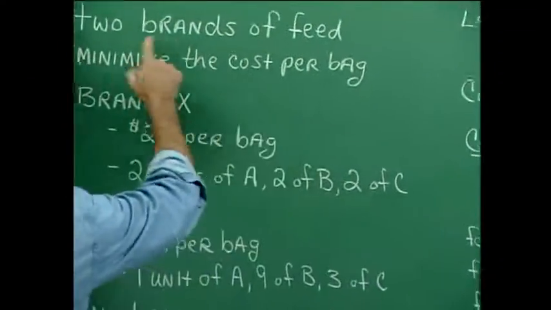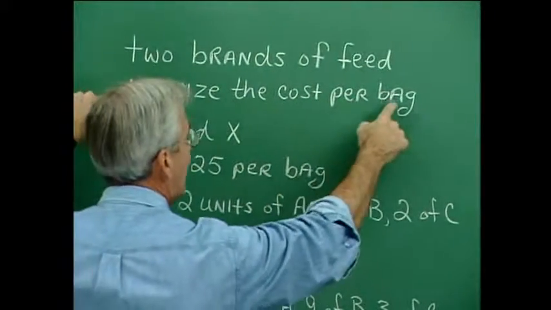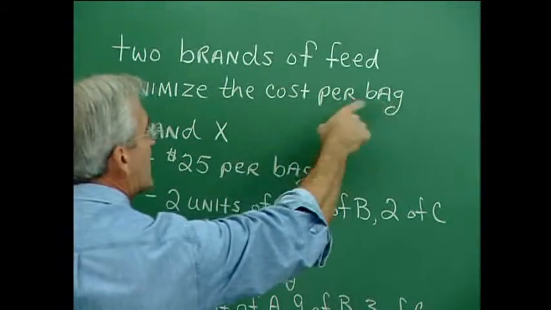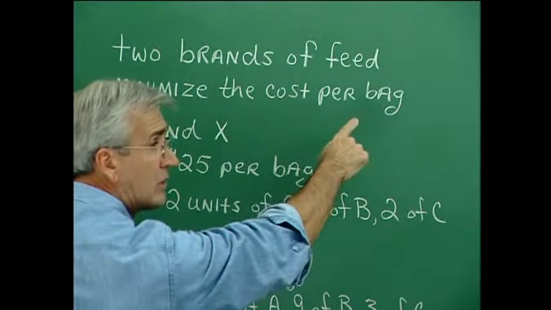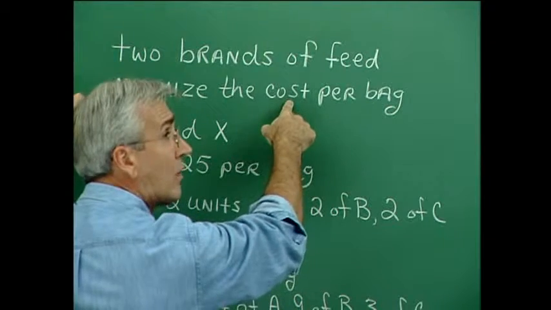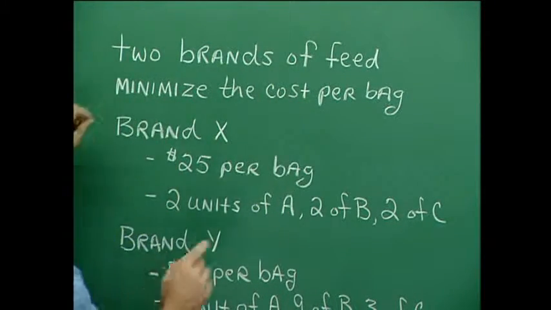All right, we have two brands of feed, and we want to minimize the cost per bag. Now, minimizing the cost per bag is going to be the essential ingredient in our objective function. That is, our objective function is going to involve cost. And so we need to write an equation involving cost to get that objective function. All right, let's read through.